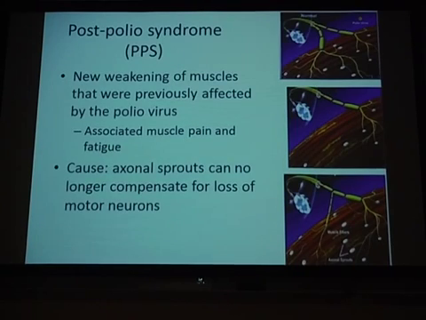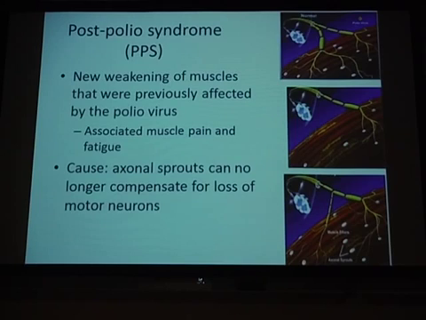And sometimes what will happen is, if you lose these sprouts, you're back to this. Sometimes other alpha motor neurons will come in and you'll get more sprouting. And so you'll get sort of a rejuvenation, a reawakening of those muscles, a reinnervation of those muscles. But again, the same process can happen again, that those axons become overworked and overused, and you can have a re-weakening of those muscles.